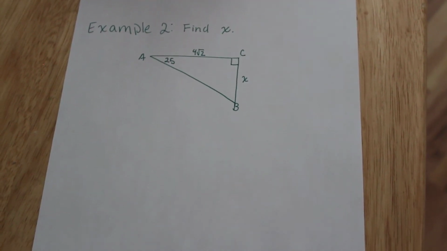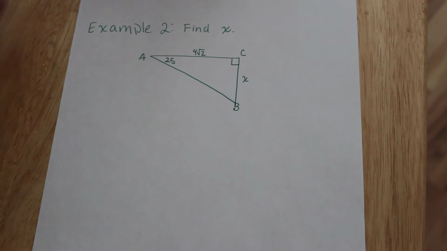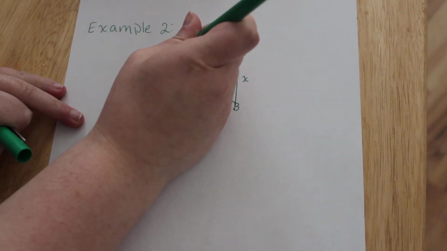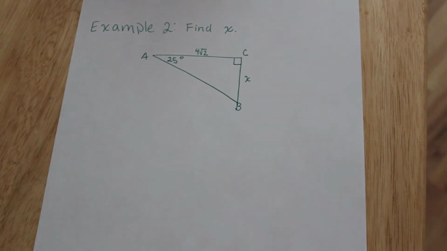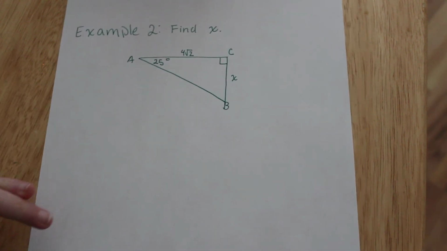For this example, we are going to be finding not an angle, but a side. So we need to find the value of x. We know the angle measure is 25 degrees, and I forgot to put my angle measurement there. One of my sides is 4 square root 2, and I need to find x.